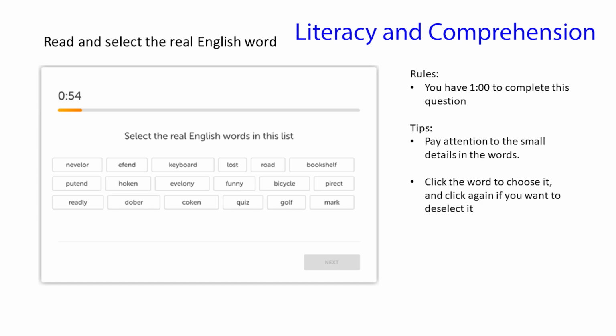Now, this one can be tricky because you have to pay attention to the small details in the word. So, for example, in this list of words, on the second row, the last word is P-I-R-E-C-T. The small detail that they're tricking you with here is the P. It's not an English word because of the P. It would be an English word if you turned that letter upside down and turned it into a D.